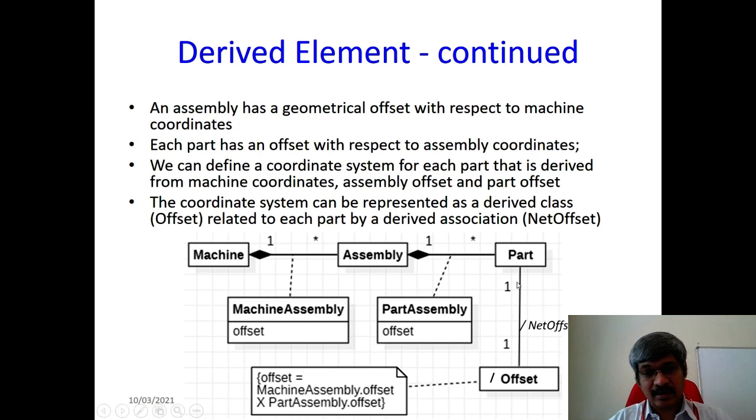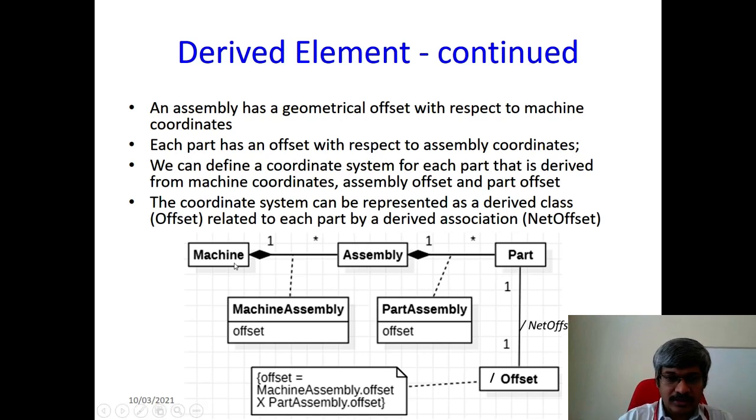Similarly, each part also has an offset with respect to the assembly coordinates. Say, for example, if this is the assembly and there are several parts, those parts are also slightly offset. But these offsets should be so small that you can still fit everything into this machine. If these offsets are too big, the assembly will not function, so you cannot combine all the things. That is something this application has to take care of.